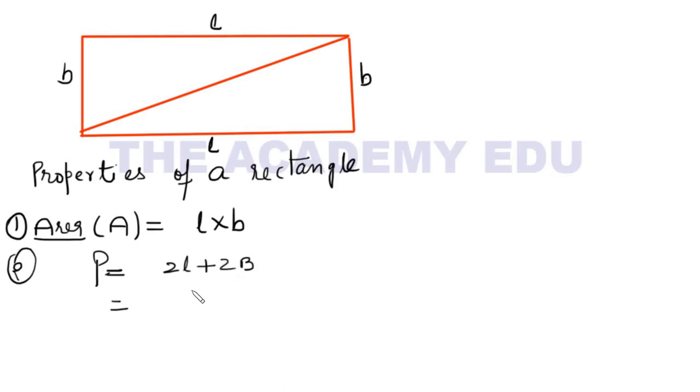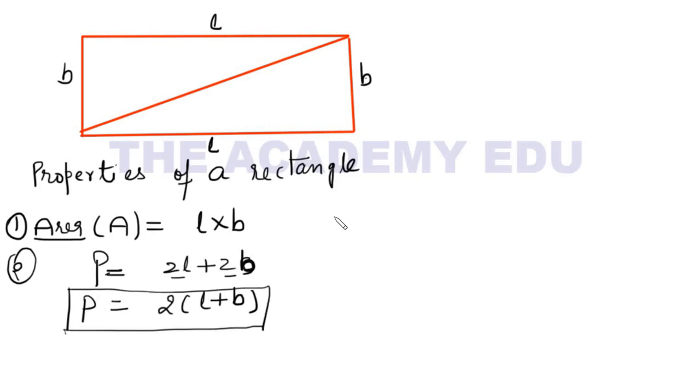So what can we do here? Take this 2 and 2 common. So L plus, take a small b. Here we took this 2 because 2 is here and here in both sides. So what I did, I took 2 as a common. So 2 times L plus B, this is called perimeter.